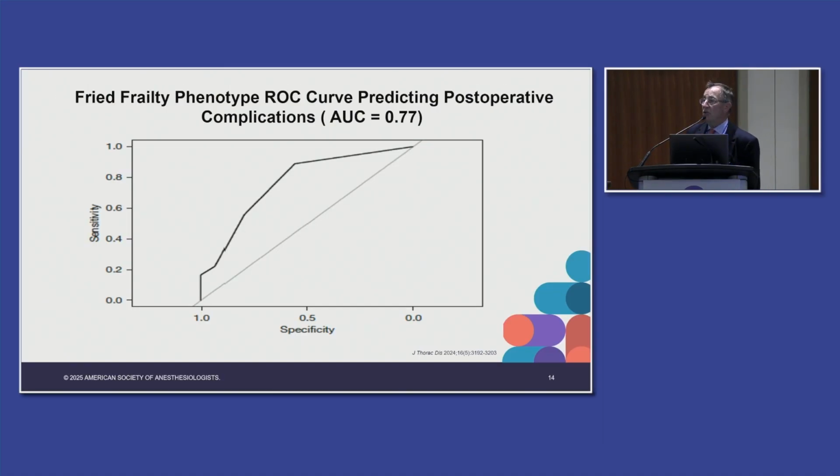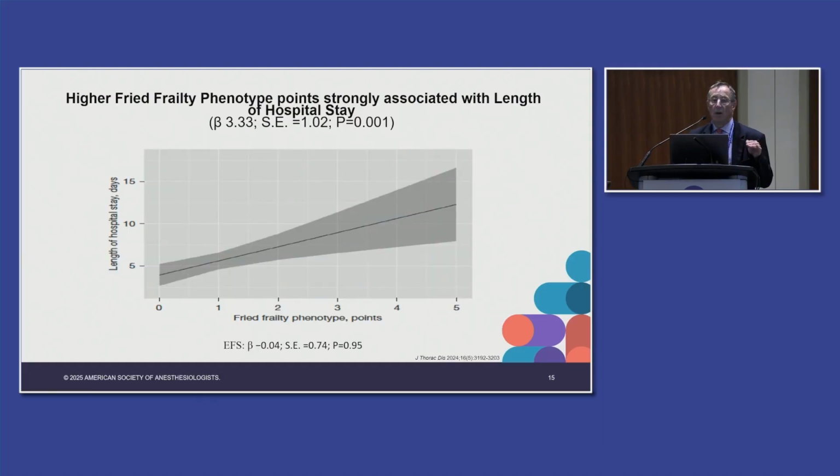And this is just to show you the receiver operating curve and the area under the curve for the Freed phenotype. It had pretty much acceptable or moderate discrimination in determining postoperative complications in thoracic surgery. Unfortunately, in this particular paper, they didn't give the area under the curve for the Edmonton frailty scores.